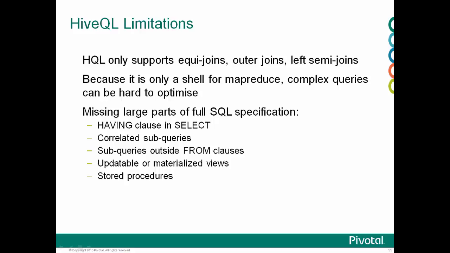There are some limitations with HiveQL. It only supports equijoins, outer joins, and left semijoins. Because it is only a shell for MapReduce, complex queries can be very hard to optimize in Hive. And Hive is missing large parts of the full SQL specification. Having clauses in selects is not supported, nor are correlated subqueries. Subqueries outside of the from clauses are not supported. HiveQL does not support updating, nor does it support materialized views or stored procedures.